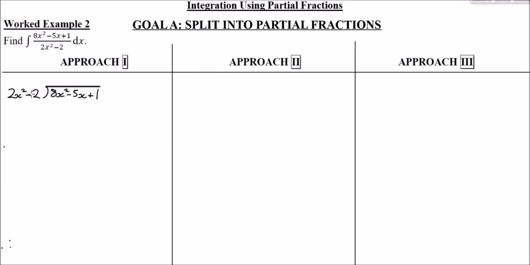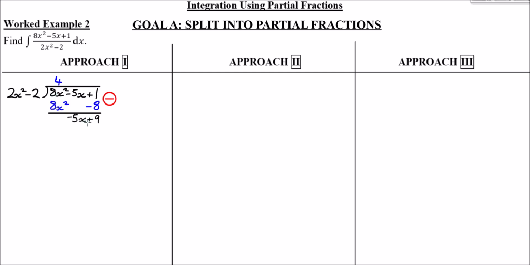So here's how we set it out. 2x squared minus 2 into 8x squared minus 5x plus 1. Our first step is just to see how many times does 2x squared fit into 8x squared. That's 4 times. Now we do 4 multiplied by 2x squared minus 2, which gives 8x squared minus 8. We now need to subtract one line from the other, and so when we do that, what we're now going to get is just minus 5x, because we're subtracting nothing from below it, minus 9, because 1 minus minus 8 is positive 9, and the 8x squareds cancel.